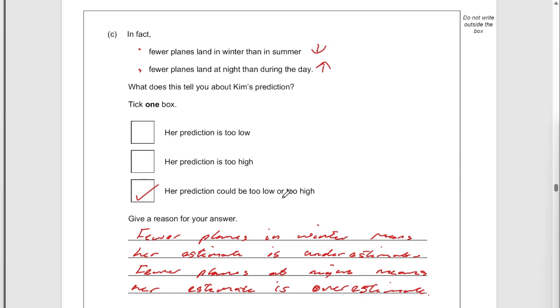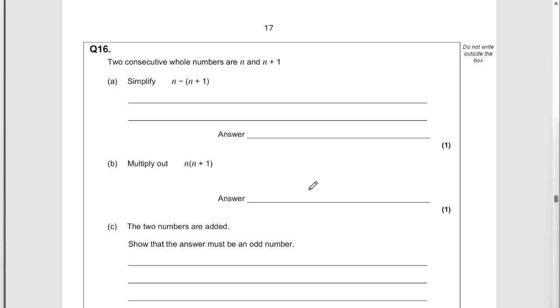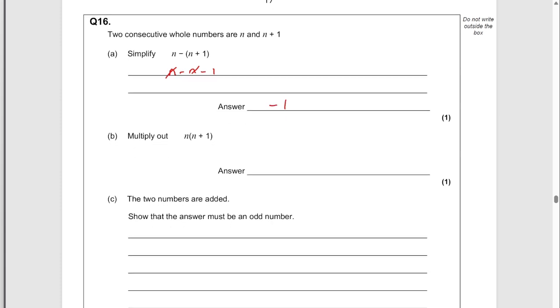Okay. So question 16, two consecutive whole numbers are n and n plus 1. Simplify n minus open bracket n plus 1. So the negative here is going to act on both of these two terms. So that's going to be n minus n minus 1. So they would cancel. So we've just got minus 1. For the second part, multiply out. So n times by n would give you n squared. And then n times by 1 would give you plus n.